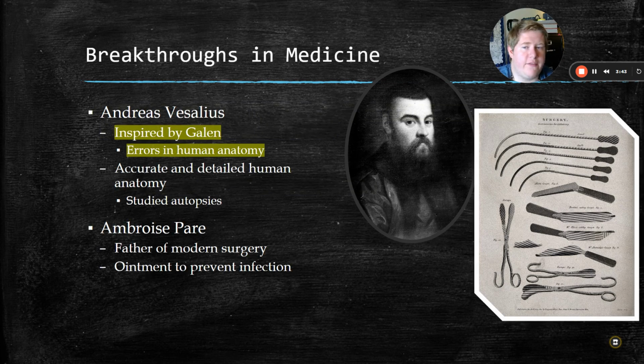Moving on to medicine, we have Andreas Vesalius, who was inspired by Galen, solved a lot of errors in human anatomy, and provided a very accurate and detailed human anatomy by studying autopsies. We also have Ambroise Paré, basically the father of modern surgery, who utilized ointments to prevent infection. That being said, anesthesia doesn't exist yet, so I would not want to get surgery in this era. No, thank you.